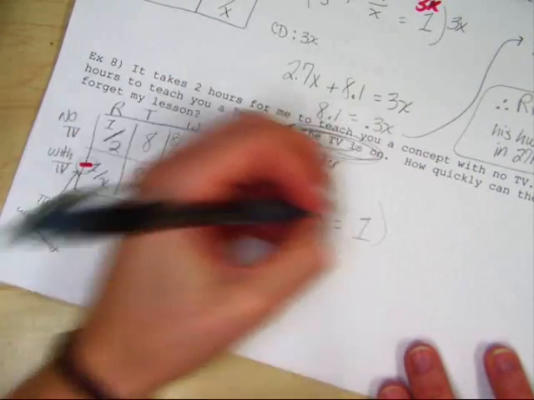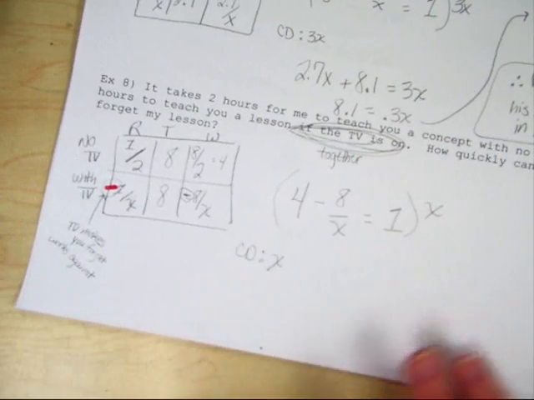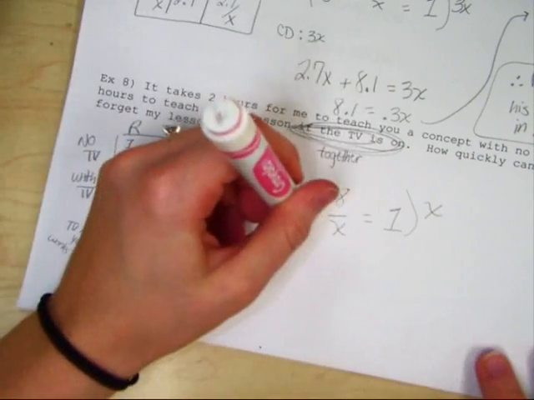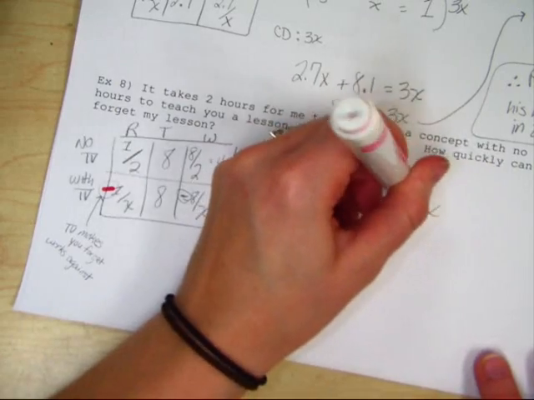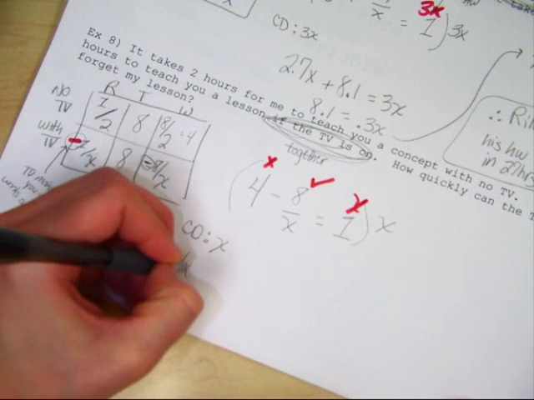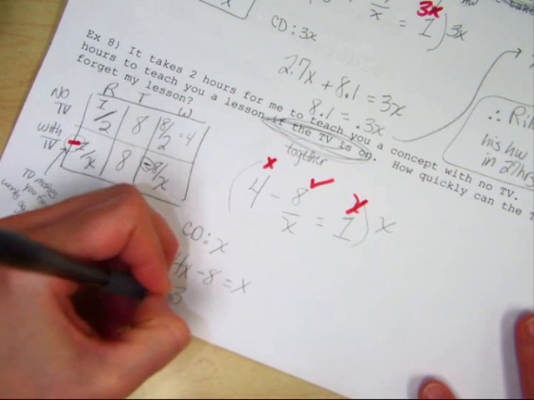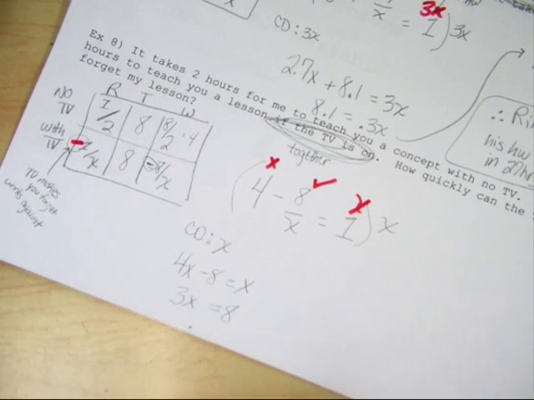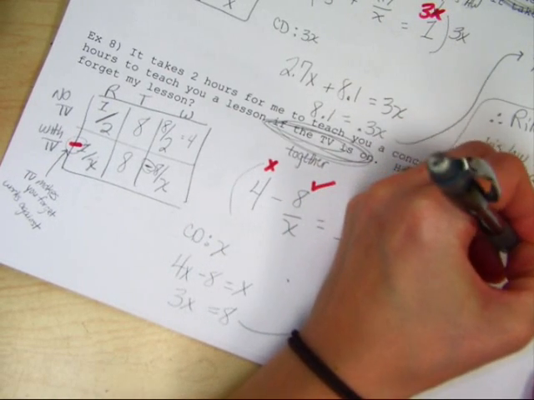Your common denominator is an x. So now you need to figure out what's missing. This is over nothing, so it would need an x. That's good. And this would need an x. So you get 4x minus 8 equals x. Subtract x, you get 3x. Add 8, you get 8. Divide by 3. X is approximately 2.7 hours.